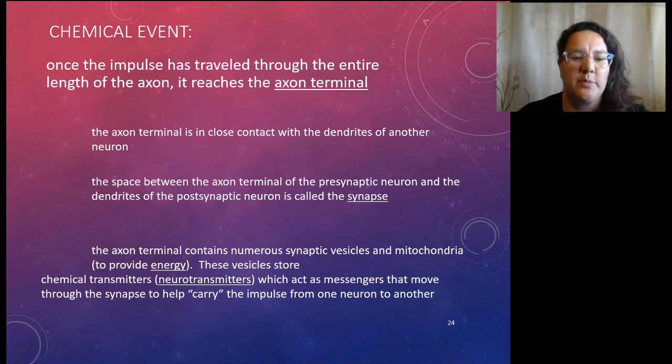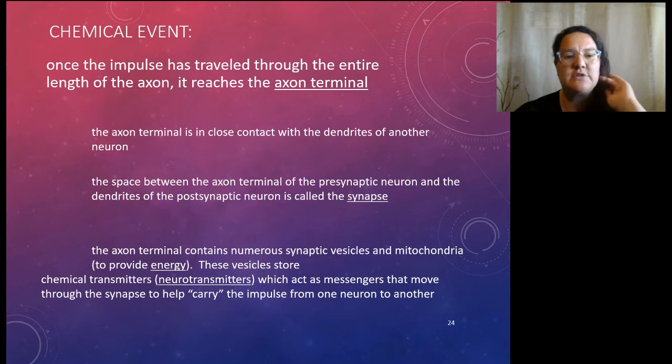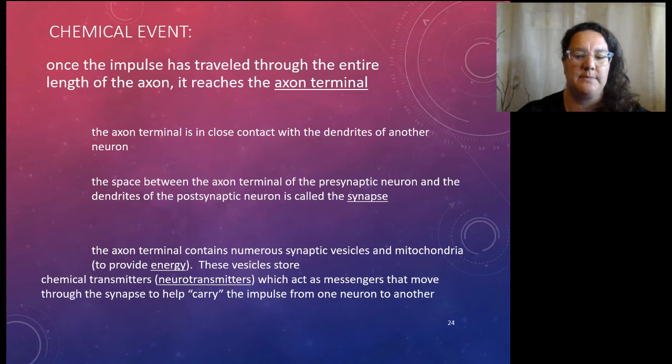At that axon terminal, there are synaptic vesicles, mitochondria to provide energy, and neurotransmitters that are present, which can act as messengers to move that nerve impulse across that gap from one neuron to another. So neurotransmitters are needed to carry the message from the axon terminal to the dendrite.